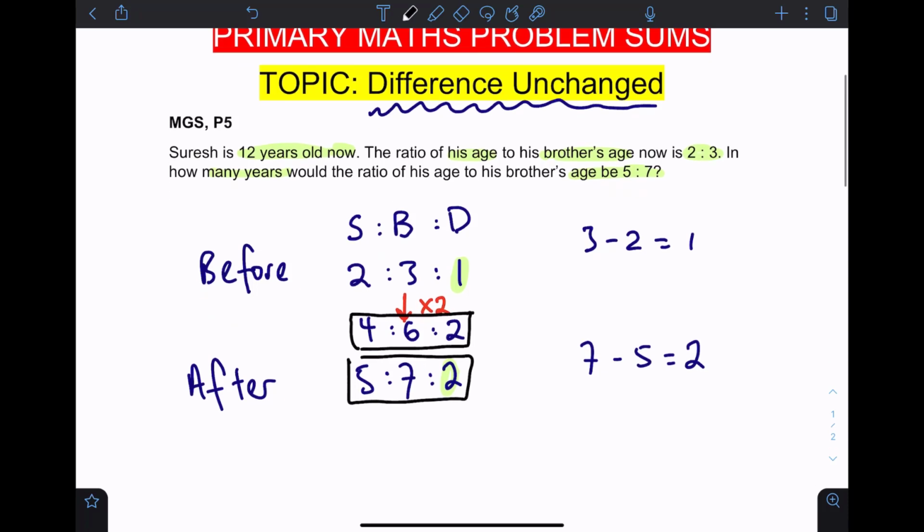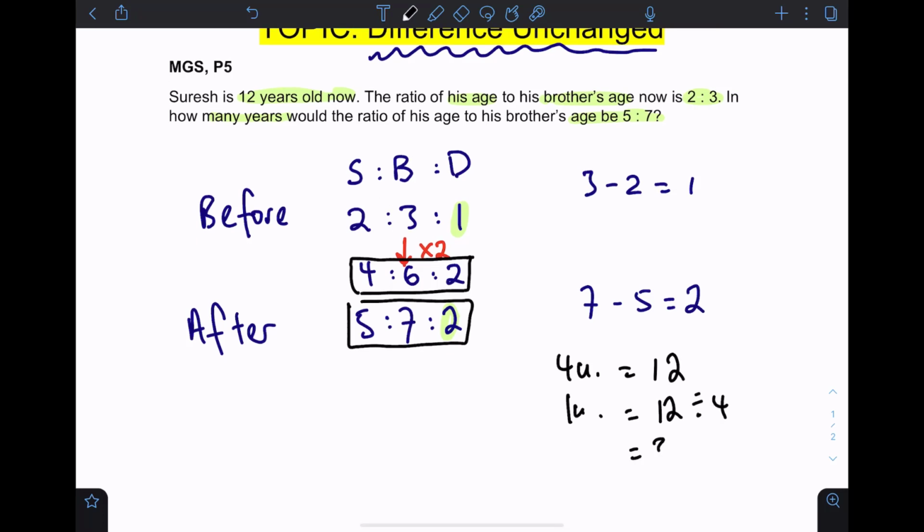So we know that Suresh is 12 years old right now. So right now is 4 units of age. So 4 units of age is 12 years. We can find 1 unit: 12 divided by 4, which is 3.